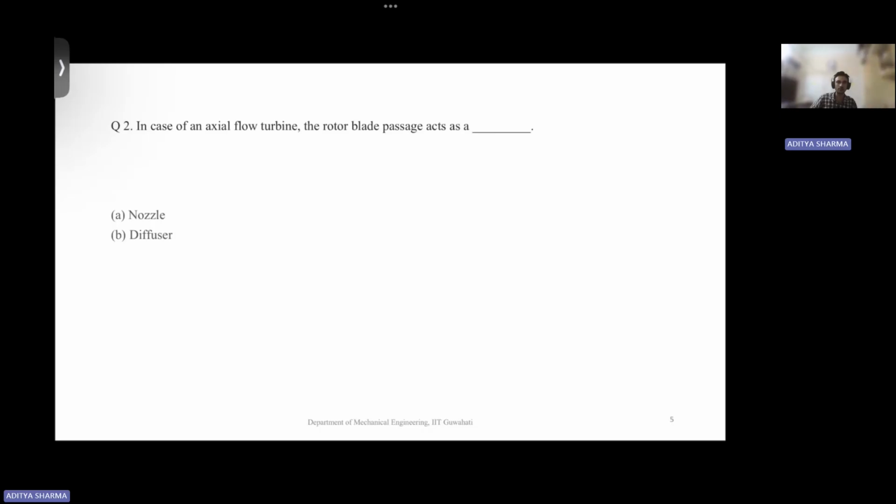The second question is: in case of an axial flow turbine, the rotor blade passage acts as a nozzle or diffuser. In case of an axial flow turbine, your rotor blade passage acts as a nozzle.